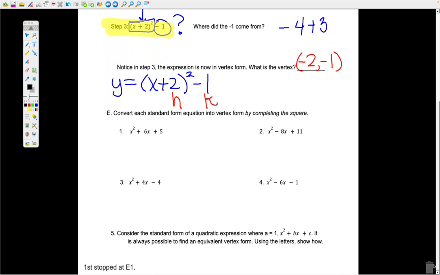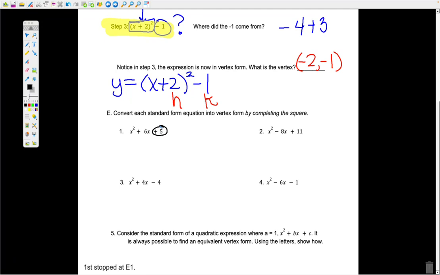If I wanted you to take these in standard form and make them into vertex form by completing the square, you would have to have a perfect square trinomial. Is this a perfect square trinomial? No. It's not one, but someone said yes, which made me nervous. If it were a perfect square trinomial, this number would have had to have been what number?